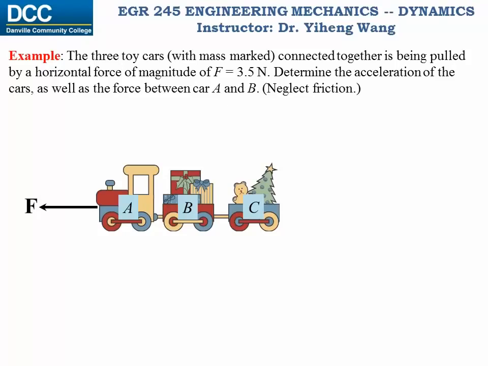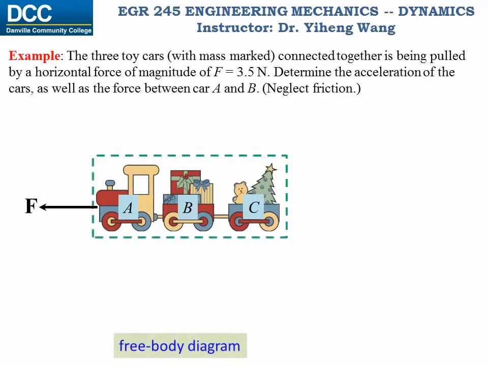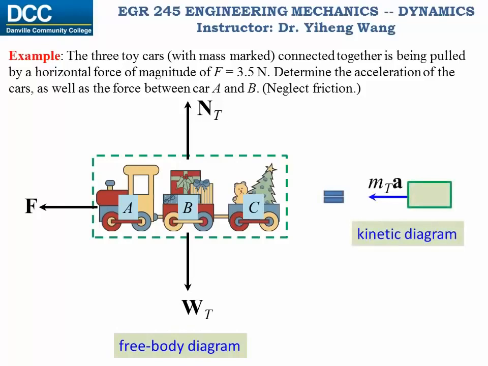To solve the first part of the problem, we need to draw the free body diagram of this entire car set as one system. Therefore, we need to include all the external forces acting on this system. We have the applied force 3.5 Newton. We also have the total weight force as well as the total support force. And this completes the free body diagram for the system. Therefore, we can draw the corresponding kinetic diagram showing the horizontal inertia force, which equals the total mass times acceleration. Because there is no motion along the vertical direction, there is no acceleration along the vertical direction.